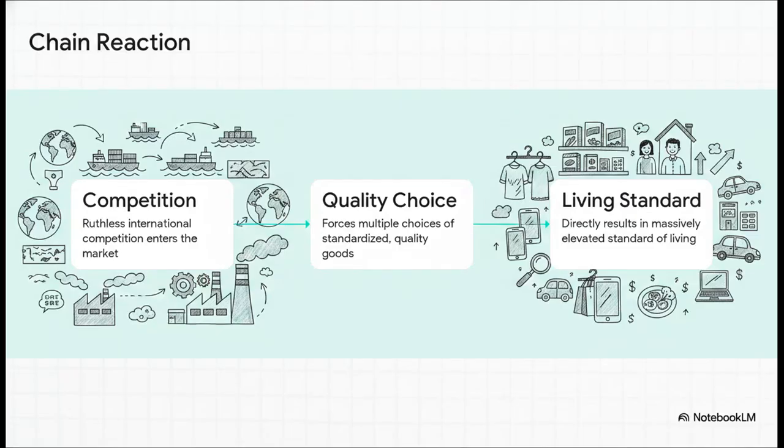Now, we've talked a lot about lofty macroeconomic concepts today, but let's bring it right down to your wallet and your lifestyle. Let's walk through this chain reaction. Step 1. Ruthless international competition enters the market. Step 2. Simply to survive, foreign and domestic companies are forced to provide you with multiple choices of highly standardized, top-quality goods. And Step 3. This directly results in a massively elevated standard of living for everyday buyers, just like you.